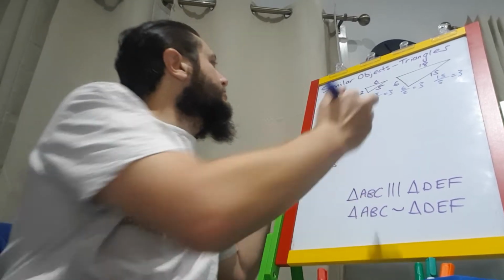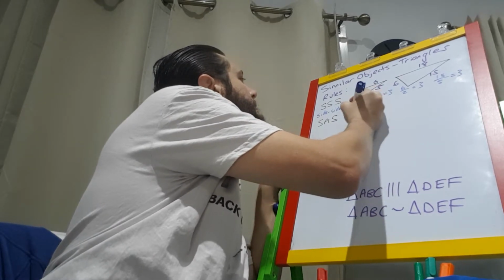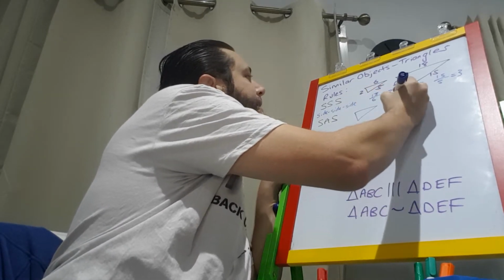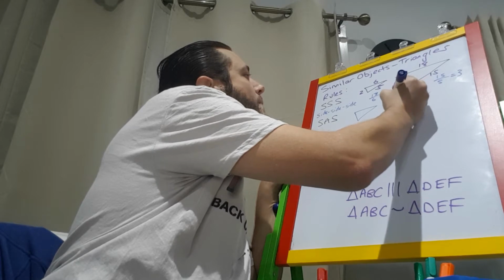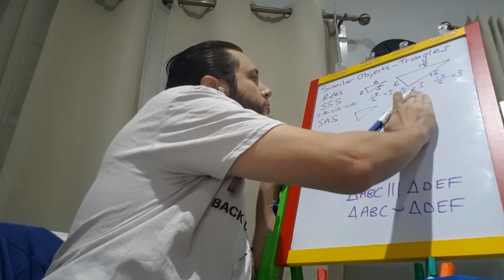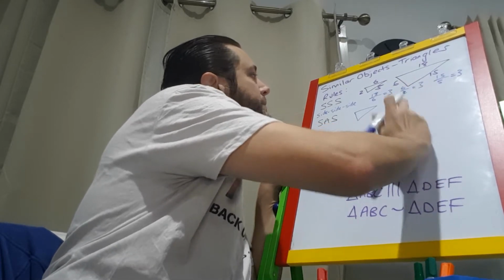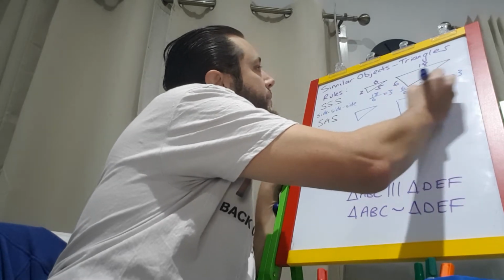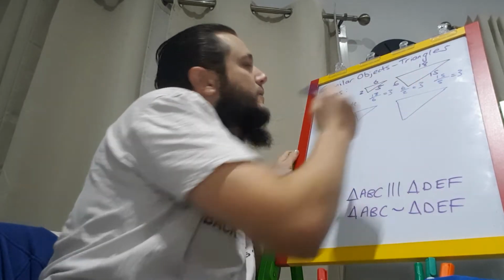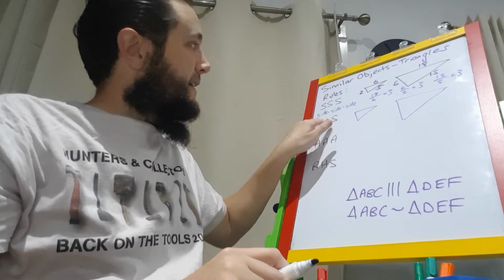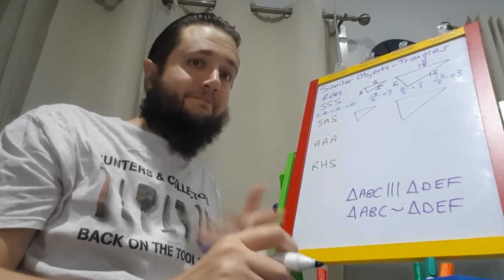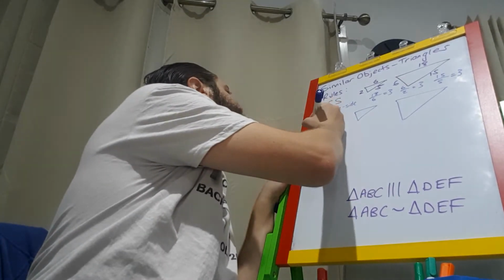The next rule you can use is SAS. I didn't draw that convincingly the same there, did I? Needs to go out a bit more. Right, do you want to have a guess what SAS stands for? Side, angle, side.